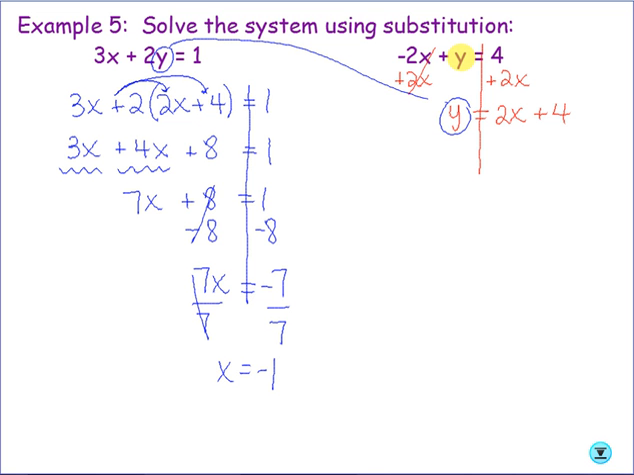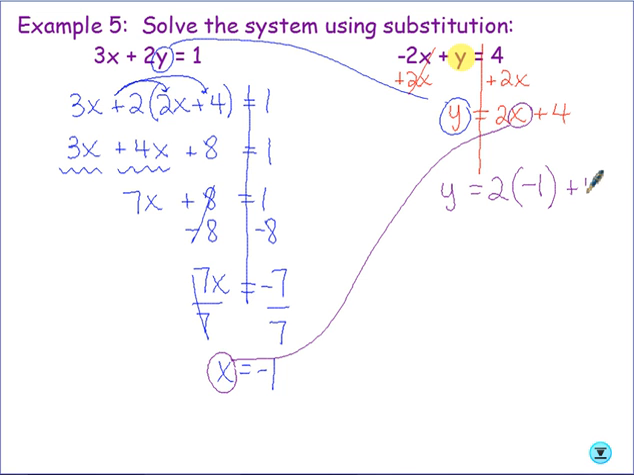Last step, connect the dots again. This time circle x. Come over here, circle x. Connect them. Y stays, 2 stays, x changes to negative 1, plus 4. Calculator, 2 times negative 1 plus 4, you should get a positive 2 for y. Final answer, x comes first of negative 1, y comes second, 2.